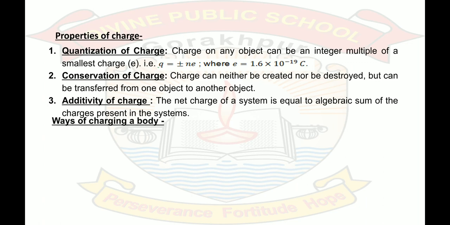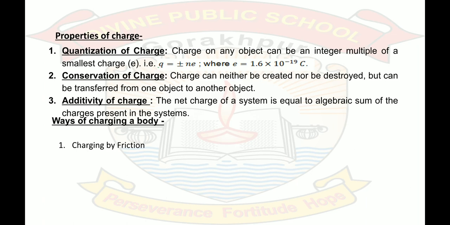The first method is charging by friction. We rub two bodies together. Then the electrons are transferred from one body to the other body. The electrons are removed from one body and go to the other body.